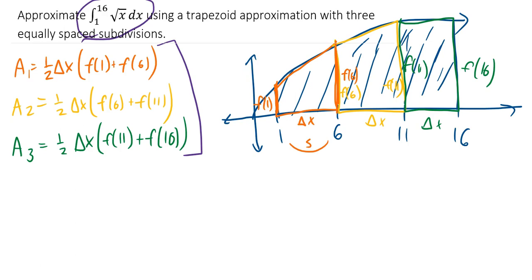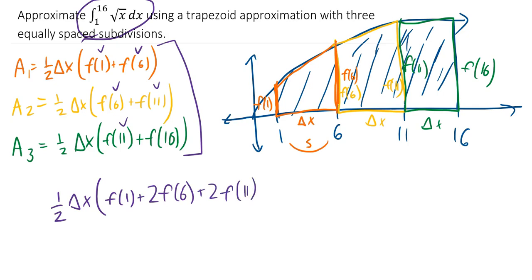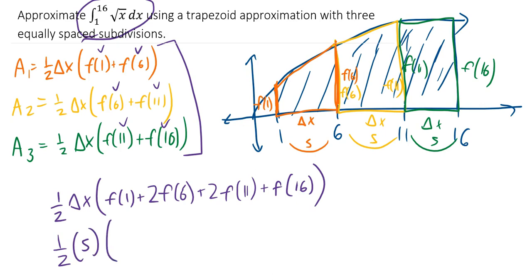Adding these up, I get 1/2 delta x times f of 1 plus 2f of 6, plus 2f of 11, plus f of 16. So 1/2 delta x is 5 in all 3 cases. It was equally spaced, so in all 3 cases the width, like 11 to 16 for instance, is 5 units long. So 1/2 delta x times f of 1 plus 2 f of 6 plus 2 f of 11.